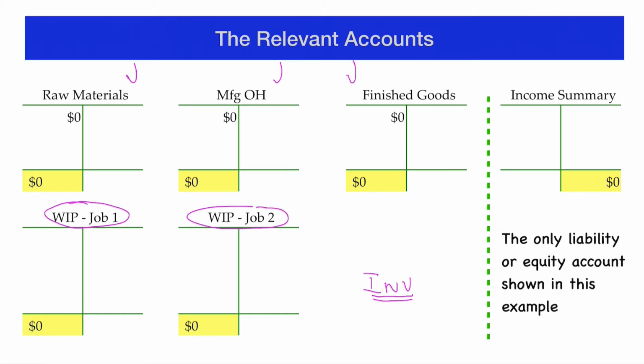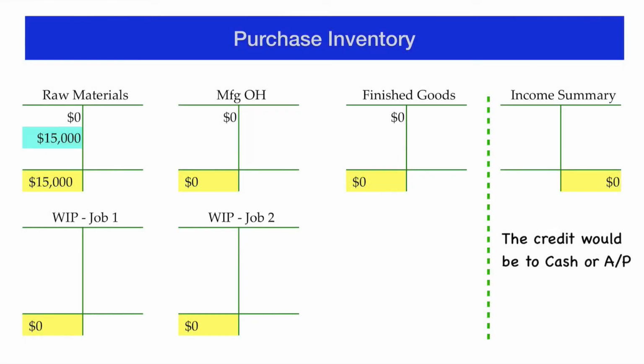So here we have jobs number 1 and 2. I'm also going to show an income summary account because we might need that later on. I'm not going to show a bunch of liability accounts or the like. I'm just going to focus on the debits and credits as they affect the inventory accounts. Now, if we purchased inventory, we would have a debit to raw materials, let's say $15,000, and a credit could be either to cash or accounts payable, just to keep everything balanced. But since we're not preparing a balance sheet, I'm not going to worry about that.